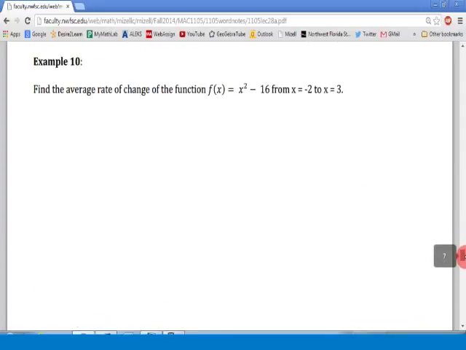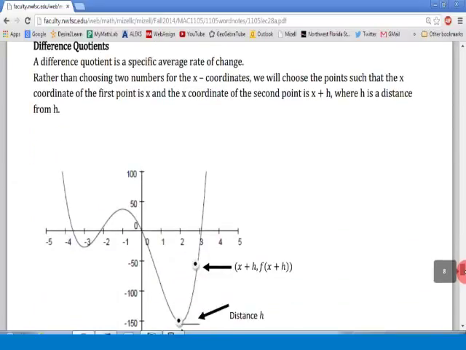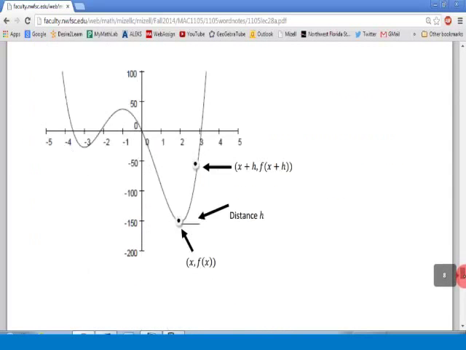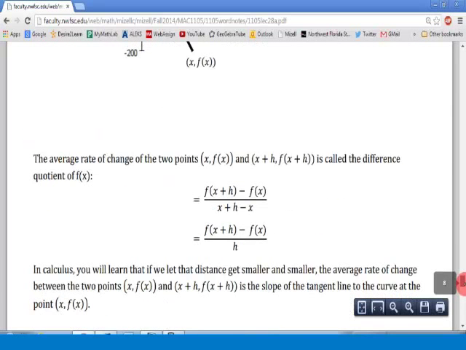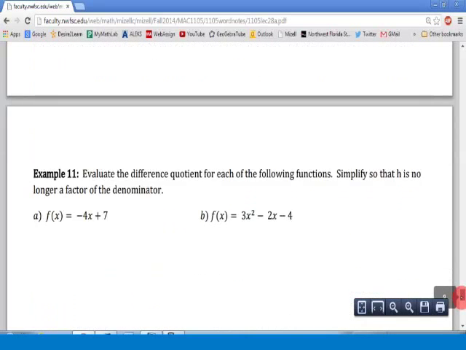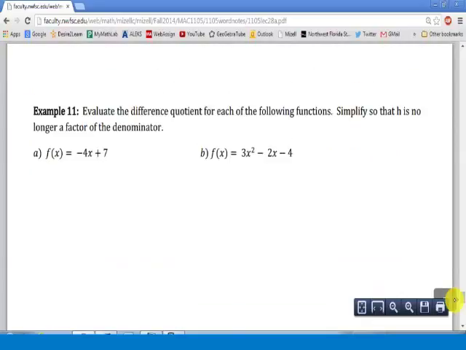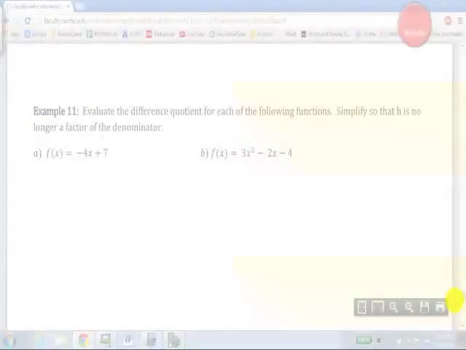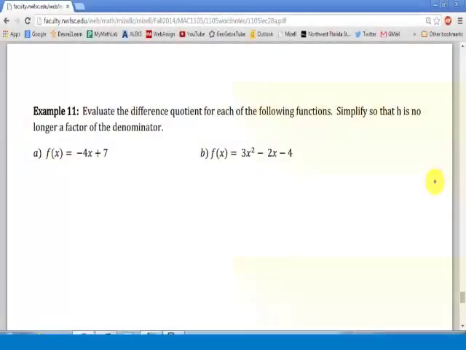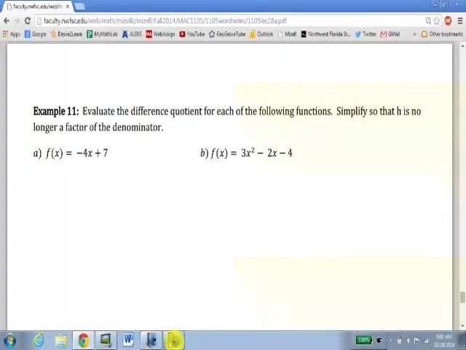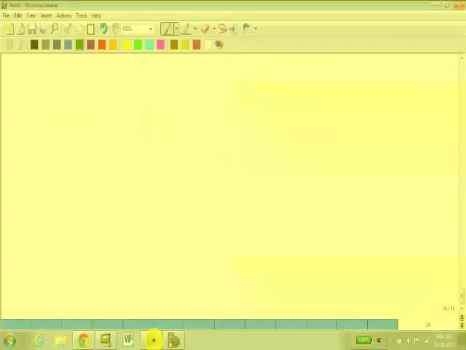Let's talk difference quotient. Probably do the second one in a matter of 5 minutes.